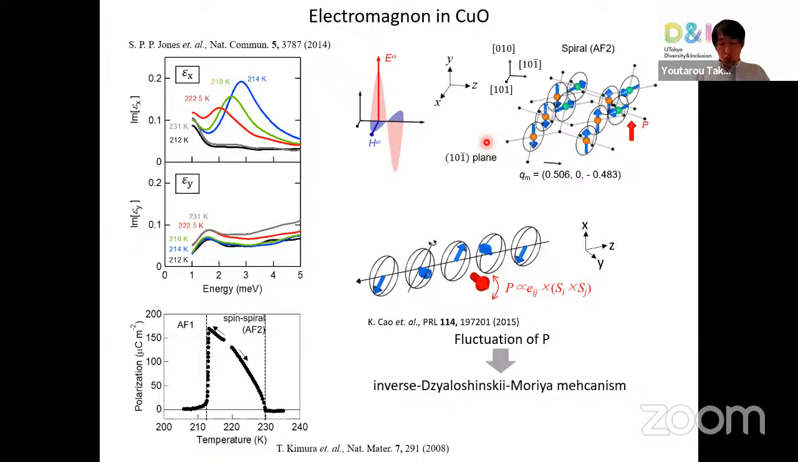The electromagnon has been observed in this cupric oxide. This is a spectra of the terahertz region below 5 meV. So you can see the clear resonance structure around 3 meV. This is the resonance of the electromagnon. So in other phases, the paramagnetic or lower paraelectric phase, we don't observe any resonance in the terahertz regions. Okay. This resonance of electromagnon has been ascribed to the fluctuation of the spontaneous polarization.